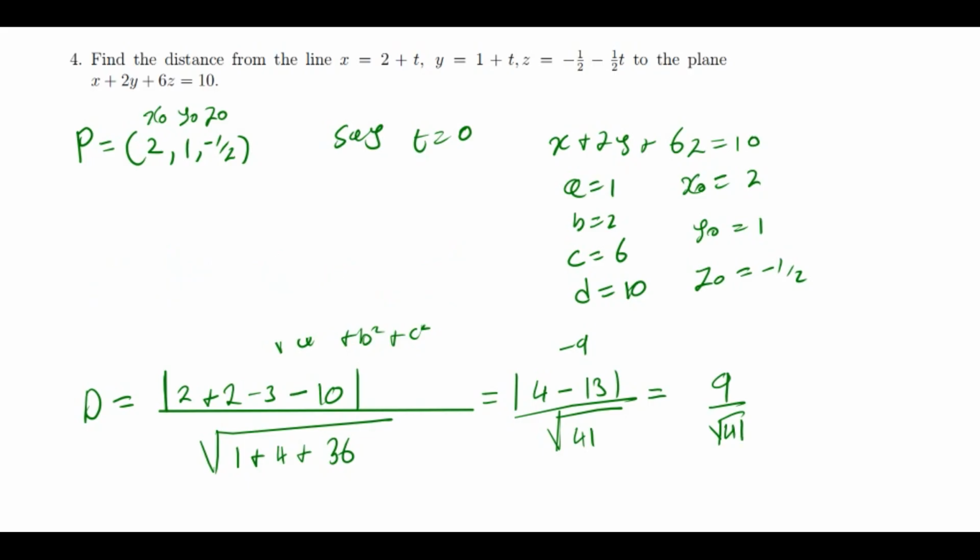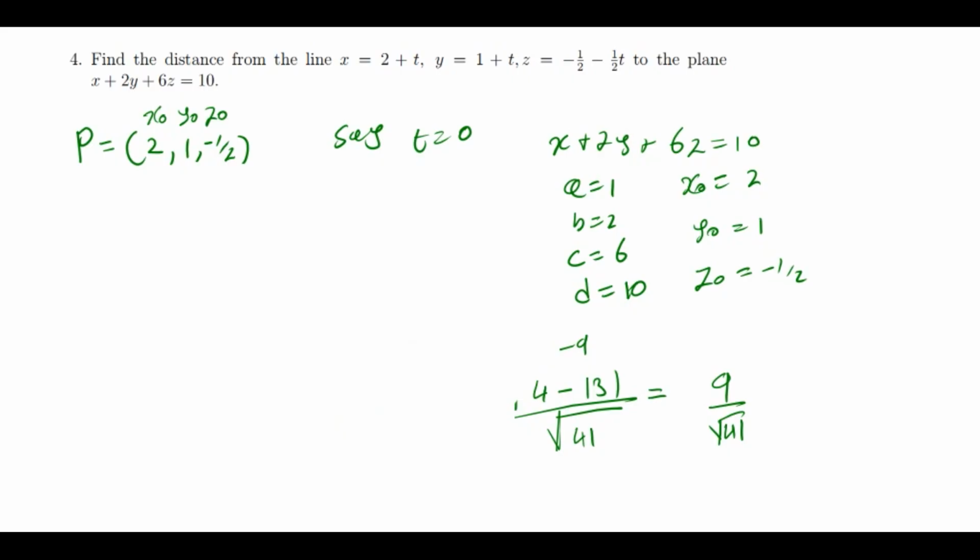So what does this now tell us? This tells us that d is equal to 9 over the square root of 41 units, because it's a distance. We don't know whether we're dealing with meters, centimeters, inches, or something else, so we just write units there, and that is the distance.